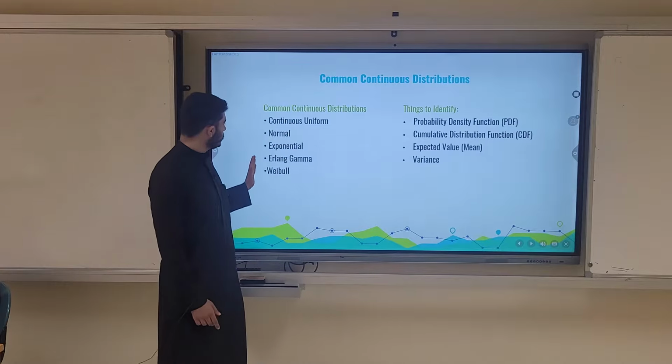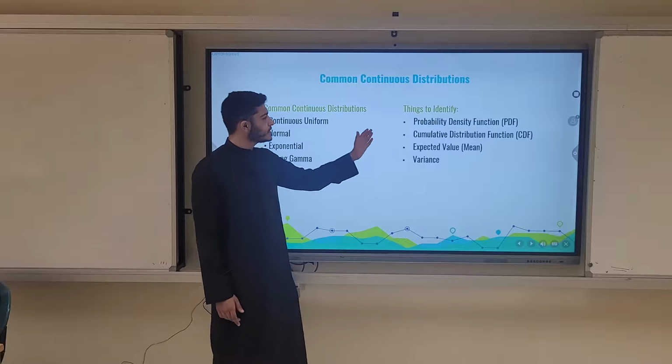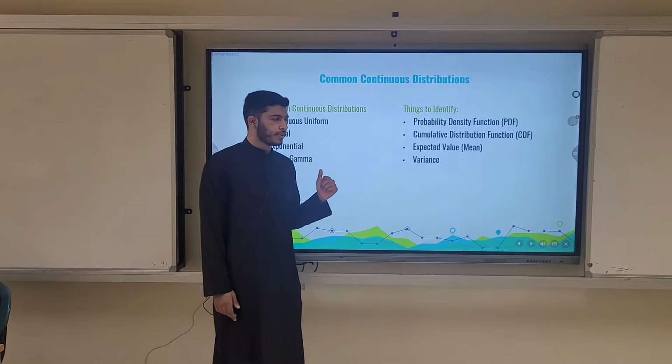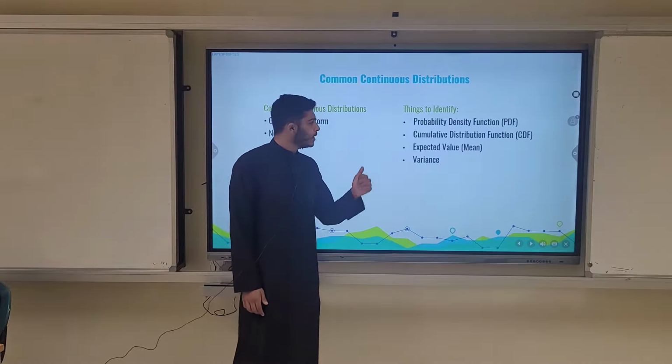So these are the distributions we're going to be talking about: continuous uniform, normal, exponential. And here are the things I want you to understand from each of these. You have to know the probability density function. You have to know the cumulative distribution function. You have to know the formula for the mean and for the variance. Okay? I'm going to provide everything for you, and I'm going to try to explain each and every one of these to my capabilities.